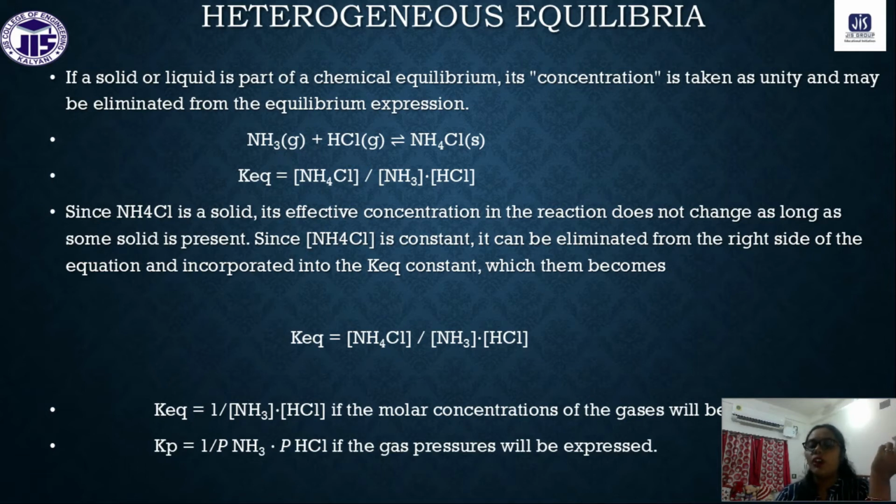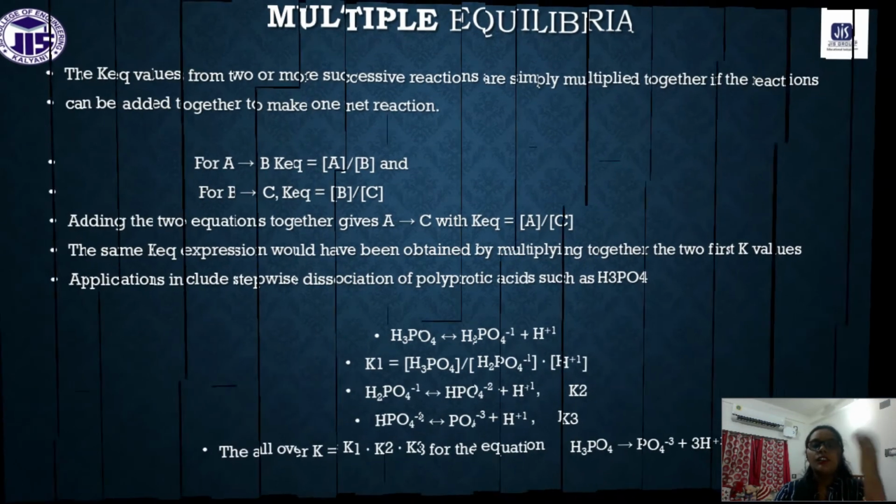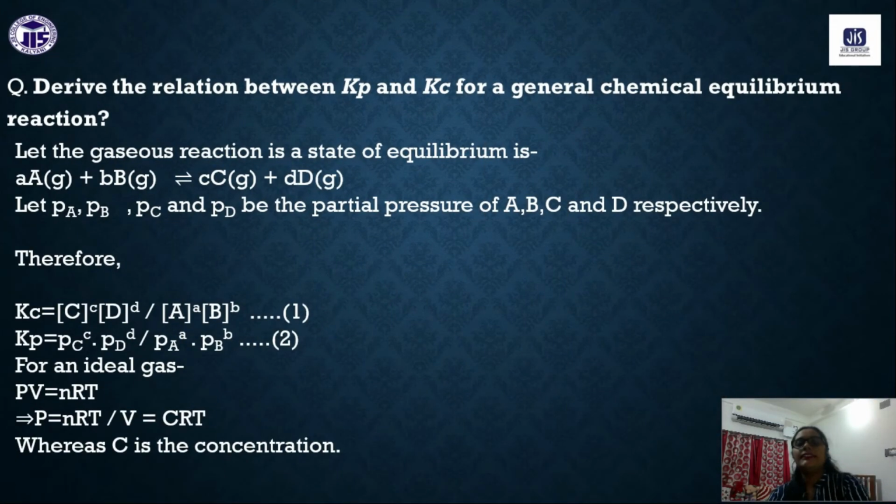You are given one reaction, and from that reaction you may determine the equilibrium constant. This type of question you may have from this portion. This is multiple equilibria, and after all, this is the Kp and Kc. What is the derivation of the relation between Kp and Kc?